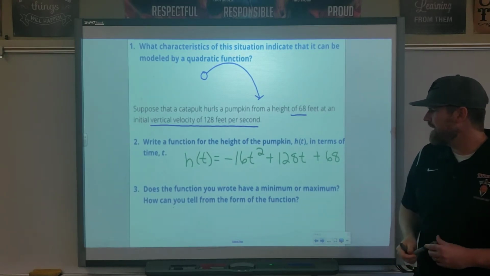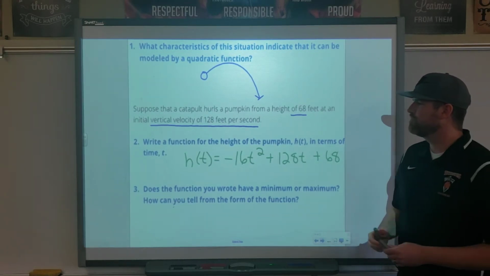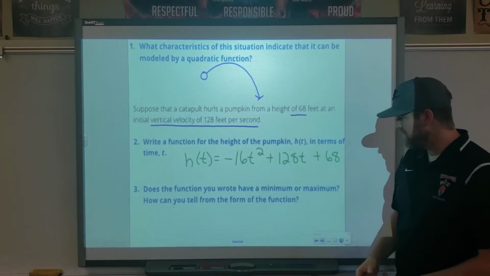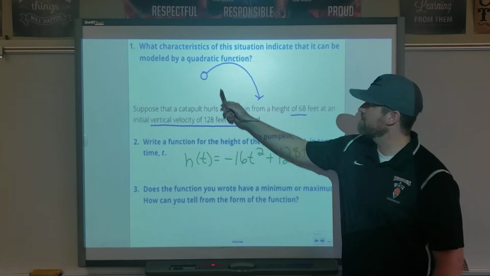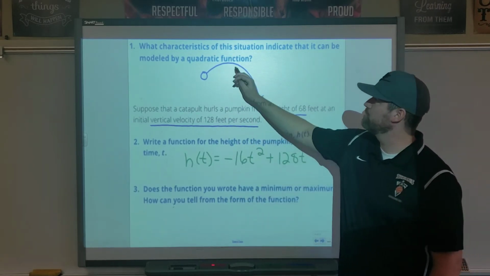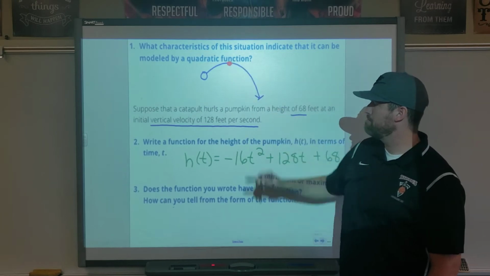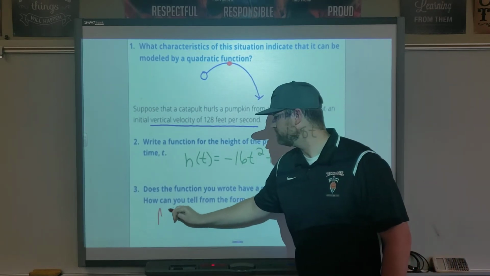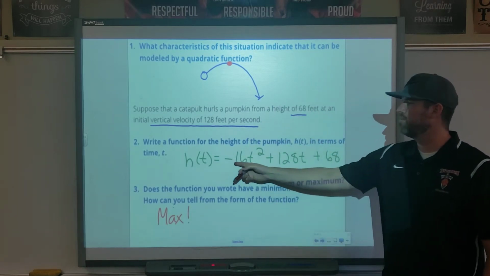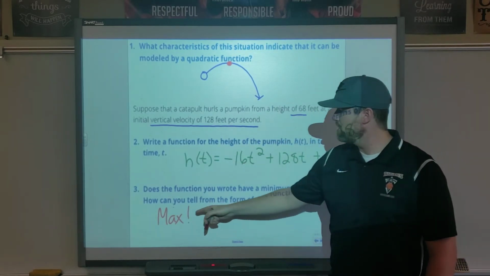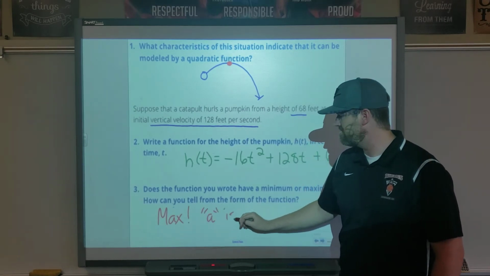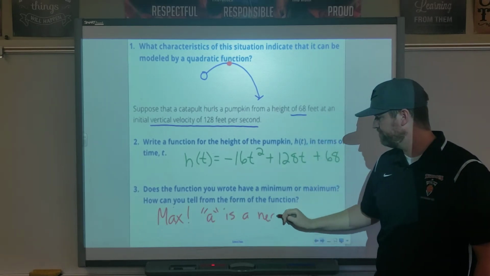Does the function you wrote have a minimum or maximum? Well, our a value is negative. If our a value is negative, that means our graph is going to open downward. And if our graph opens downward, we're going to have a maximum. And how can we tell that from this form? Well, we know it's a maximum because the a is negative.